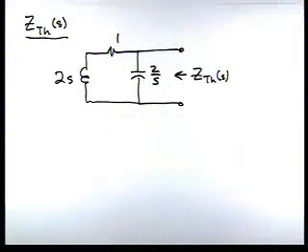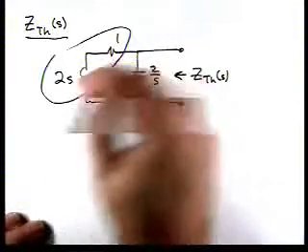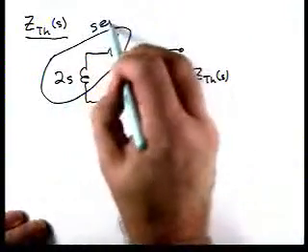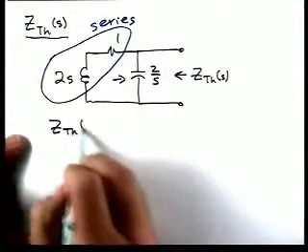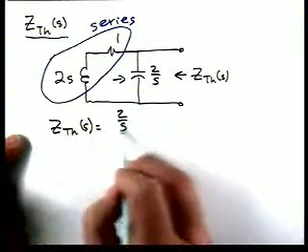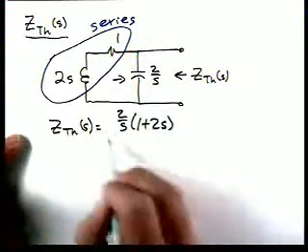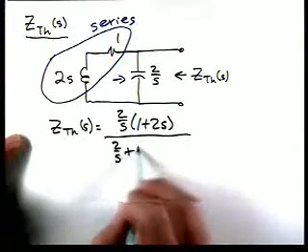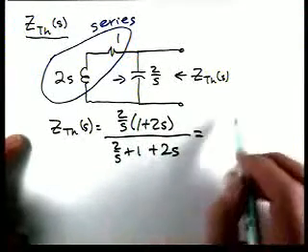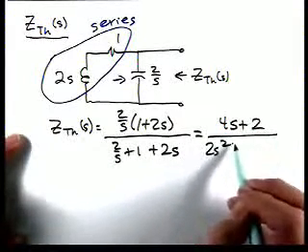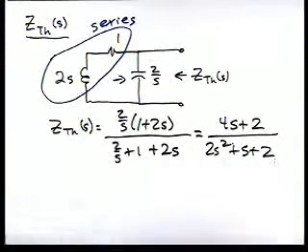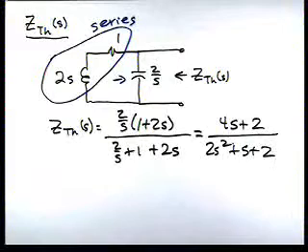So if we look, for instance, these two elements are in series, and then they're in parallel with this. So Z Thevenin would be 2 over S times 1 plus 2S, over 2 over S plus 1 plus 2S. So that gives us 4S plus 2 over 2S squared plus S plus 2. So that concludes the calculation of Z Thevenin.